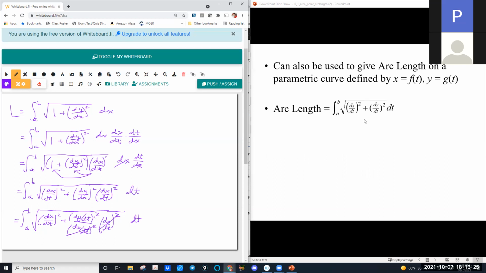You guys actually did the integrand of arc length when we did the worksheet on parametric, because this was the speed. So the arc length is integrating over the speed.